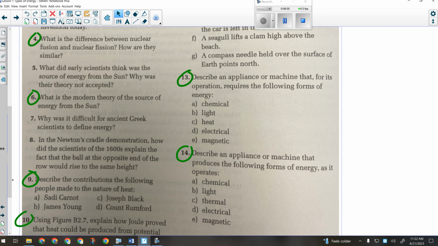Okay, something that produces light, a light bulb. Seems like a pretty straightforward one. Okay, thermal energy, a heater, a toaster, your curling iron, your hair dryer. Okay, electrical energy, a generator, a solar panel. Okay, magnetic energy, an electromagnet. Okay, a radio. All right, questions on those? Okay.